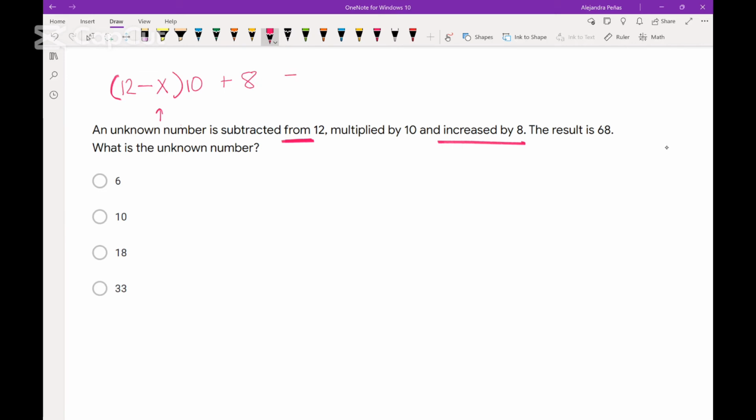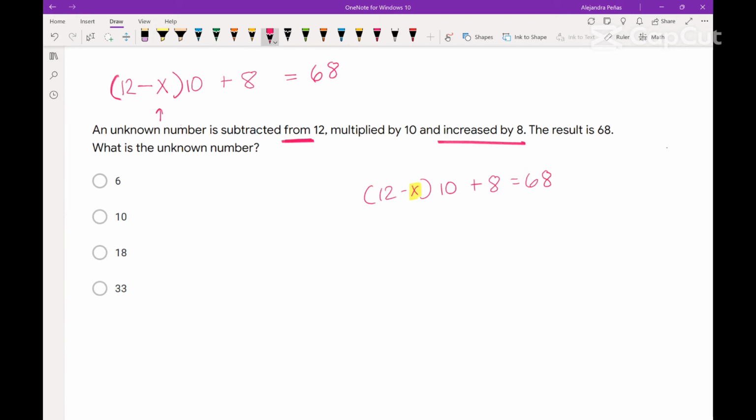And it says the result is 68. So all of that has to equal 68. So you have your equation, 12 minus X, times 10, plus 8 equals 68. Now the question is, what is the unknown number? So now you need to solve for X, right? You want to figure out what the X value is.